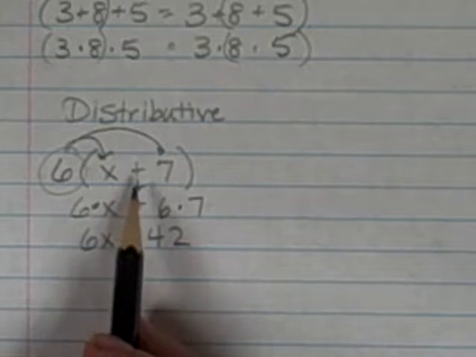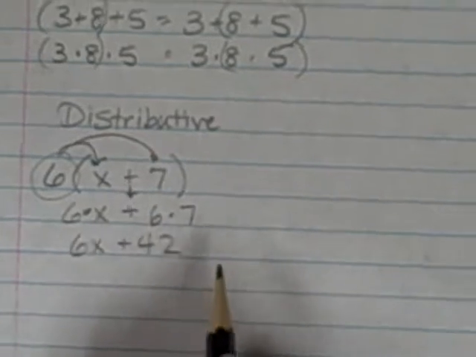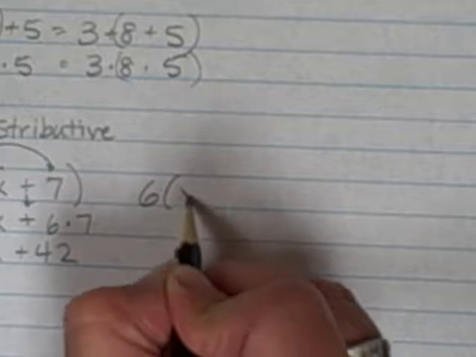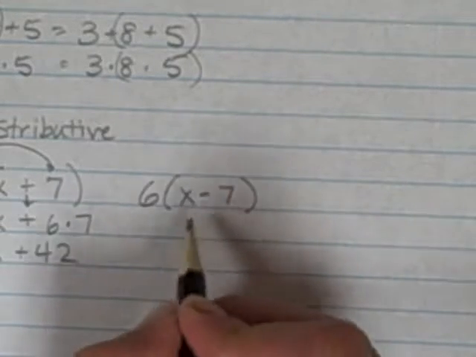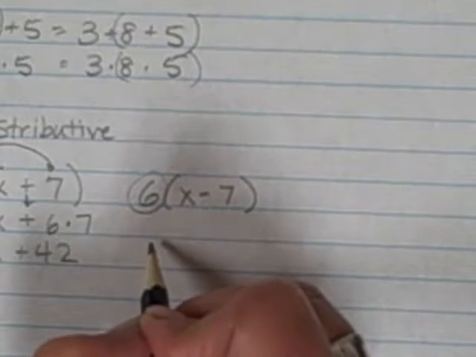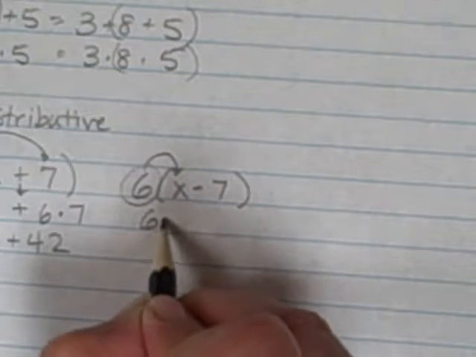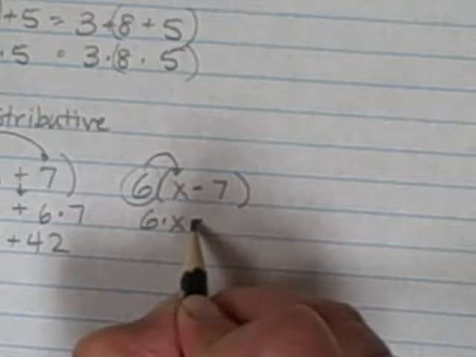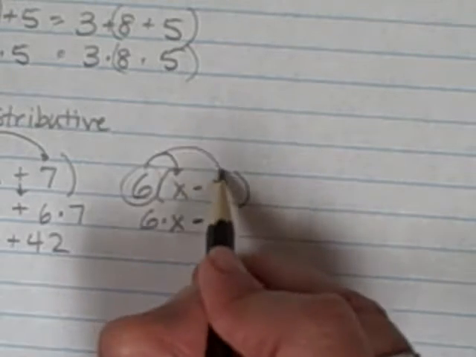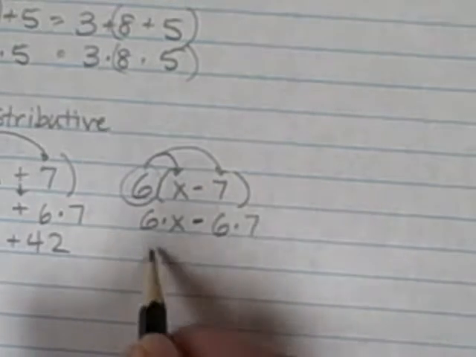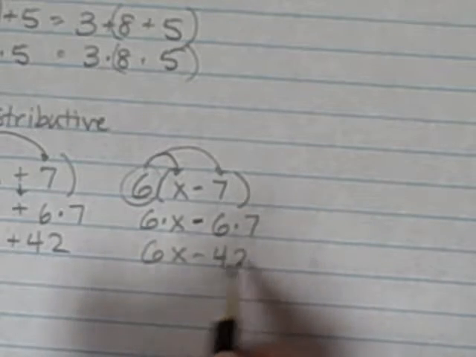That can happen over addition. It can also happen over subtraction. So again, the TV's on the outside. That's the thing that gets shipped. Going to ship it to the first store. Then it's subtraction because that's the sign, and then ship it to the second store. So you get 6x minus 42.